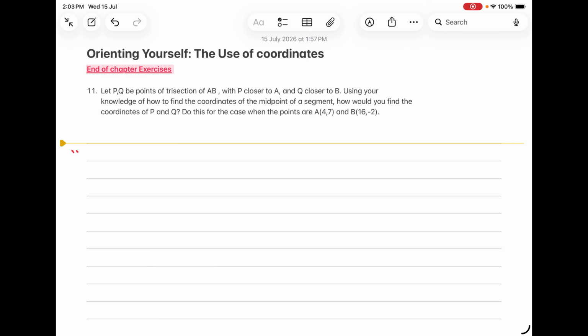So first we have to draw a line segment AB whose coordinates are given: A (4, 7) and B (16, -2). Then P and Q are the 2 points of trisection of AB. On this line segment AB, there are 2 points P and Q. They are trisections of AB.